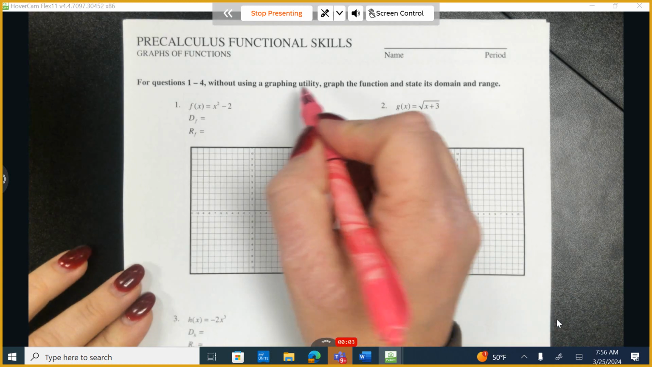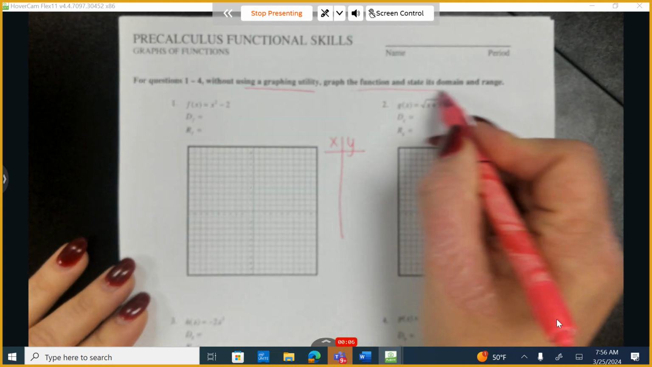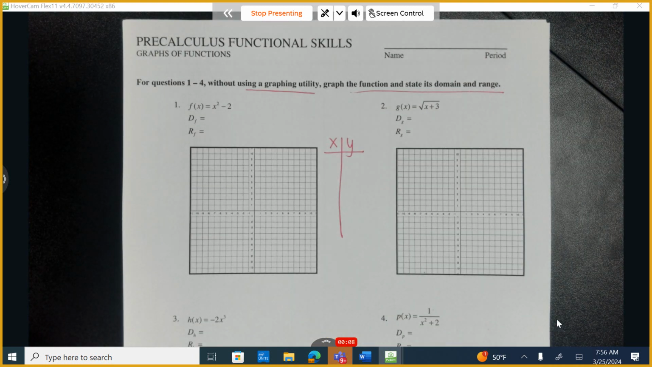All right, so without using any graphing calculators, we complete this packet. We are going to do just a rough graph and state the domain and the range. Make sure that all earbuds are out, all cell phones are put away.